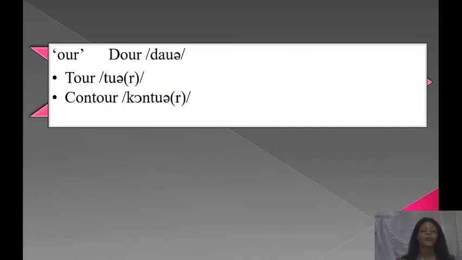O-U-R. We have the word door. Door. D-O-U-R. Door. We have the word tour. Tour. Not tour. We also have the word contour. Contour. Not contour. Please take note of that.